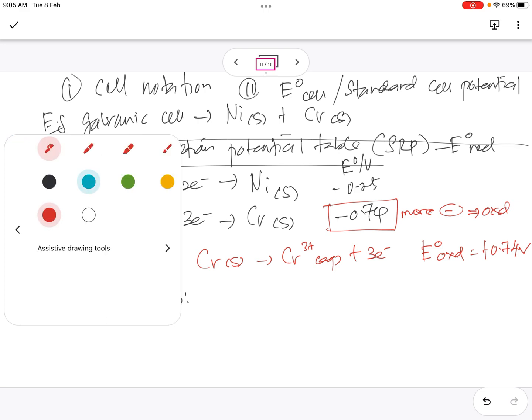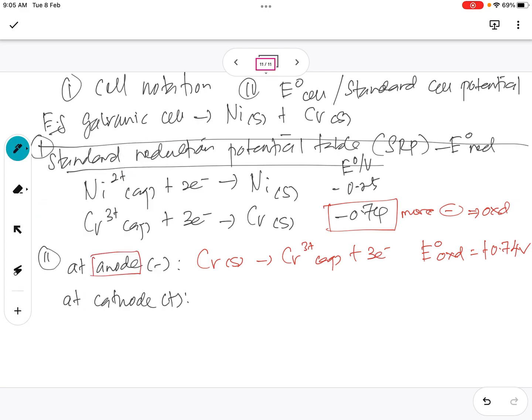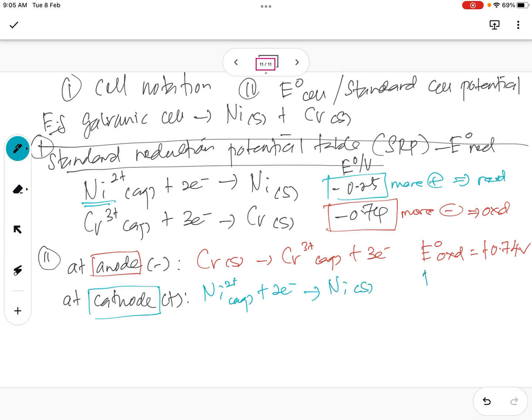Then we continue with the cathode. Okay, now we go to the cathode. Obviously, when chromium becomes the anode, the more positive one undergoes the reduction. That is obviously our nickel. Okay, nickel, that will be our cathode. So nickel is in the form of reduction, because reduction really happens there. So nickel solid, and this one remains E naught reduction, negative 0.25 volt.